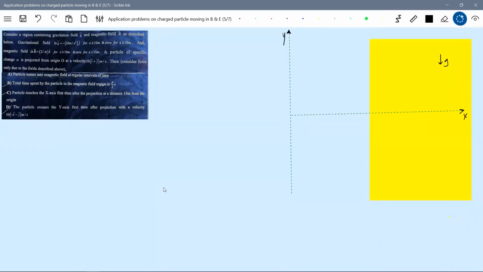Let's have a condition like this. So this is x equal to 10 meters. So B bar is present only in this region, and that too it's out of the plane. Maximum now we are, the g in fact will be there everywhere. Okay, let's indicate that also.